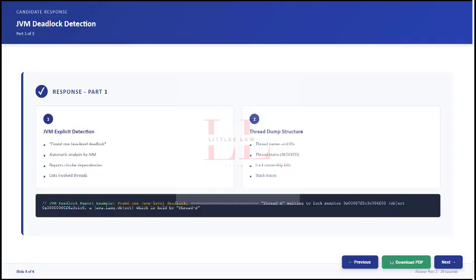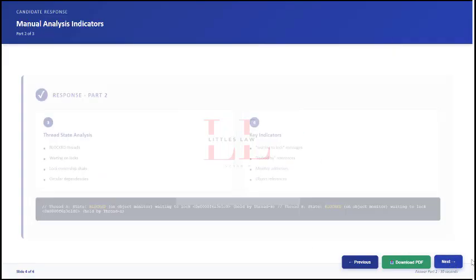So the JVM is basically drawing you a diagram, and here's the chain. Thread 1 needs what thread 2 has, and thread 2 needs what thread 1 has, and that's what we call a deadlock, right? And moving on to the next slide.